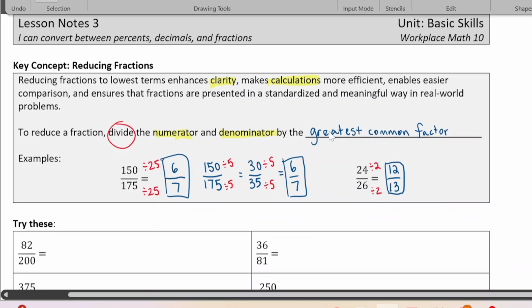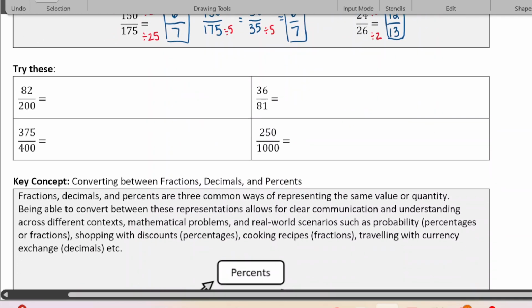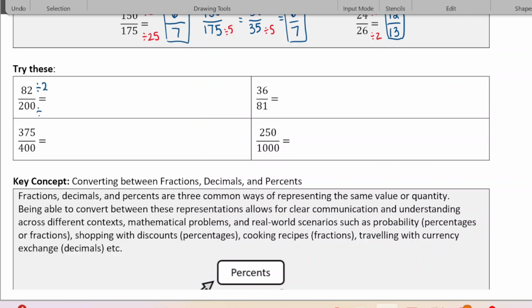All right, so you can try these. You can pause the video here or you can do them along with me. 82 over 200. Again, both of those are even. So 2 is a good place to start. And remember, you can always keep going. If you get to an answer that's not fully reduced, you can just keep dividing. So 41 is a prime, so that can't be reduced anymore.